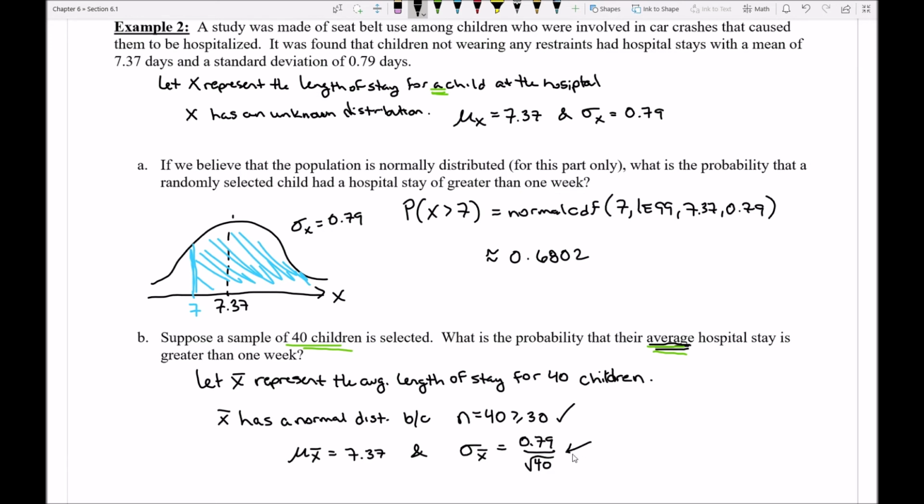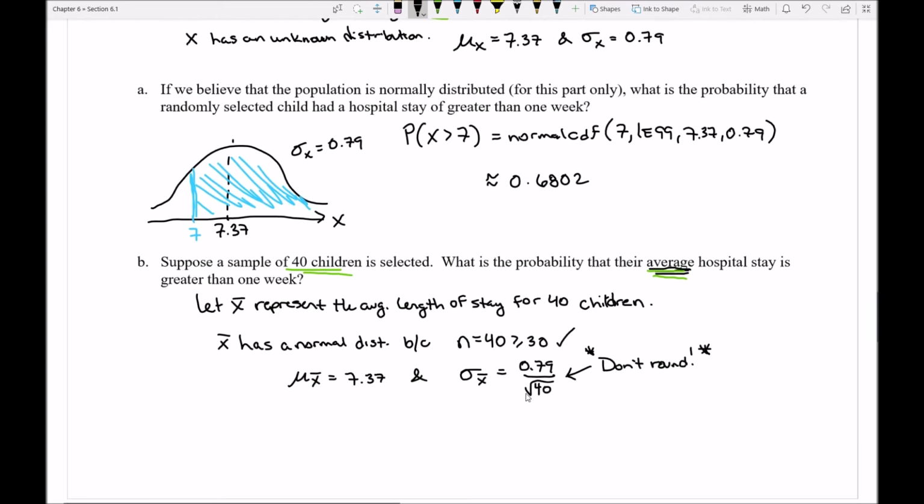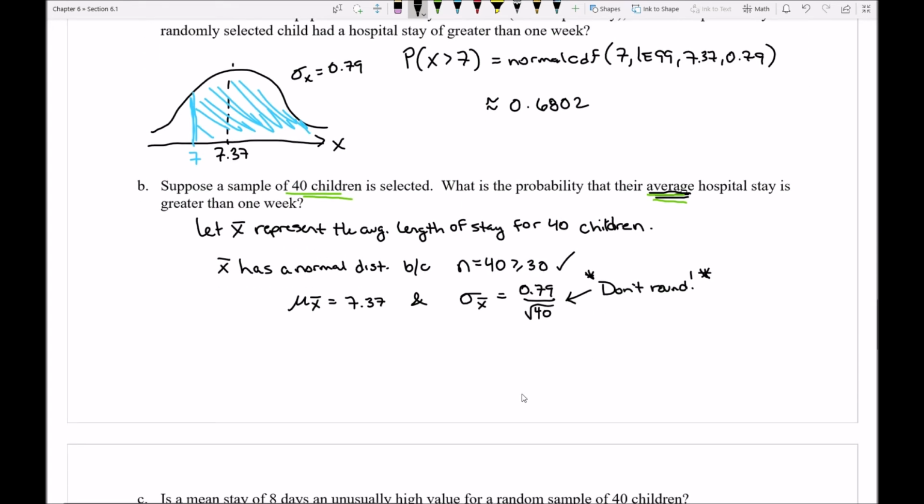Now I'm going to make the important note here that we do not want to round off this value. I'm going to make that really important right here. Don't round this value off. I'm just going to go ahead and feed this exact value to the calculator when I make my computations. So let's see what we get.